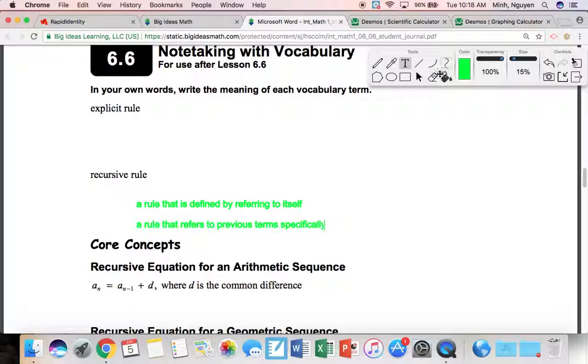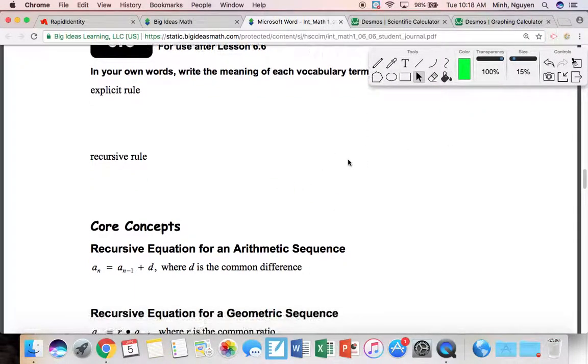Oh, you're trying to find the 10th number? Okay, here's the formula. For the recursive rule, you say, oh, you're trying to find the 10th number? You have to refer to the 9th number or the 8th number or whatever. That's what I mean by previous terms specifically. Okay, moving on.